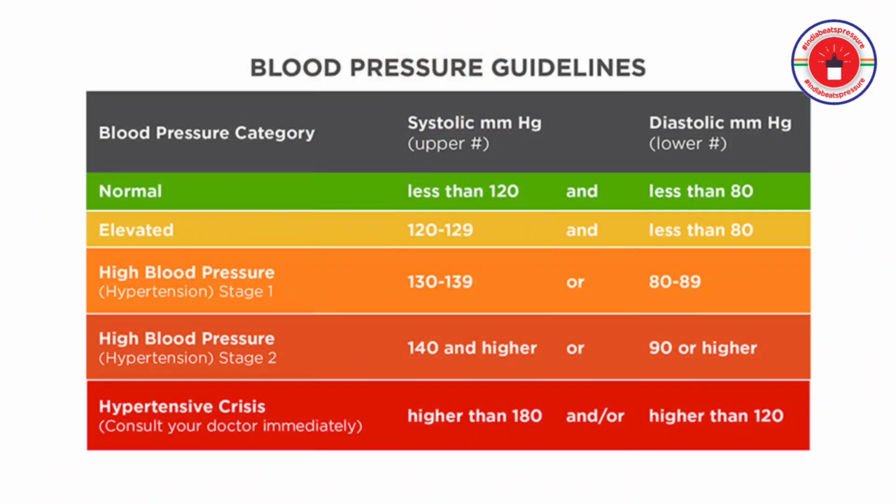So hypertension, as per the American Heart Association, if you go through the stages, stage 1 will be around 130 to 139 mmHg systolic and 80 to 89 mmHg diastolic, and hypertension according to ESC, stage 1 will be 140 to 149 and 90 to 99.